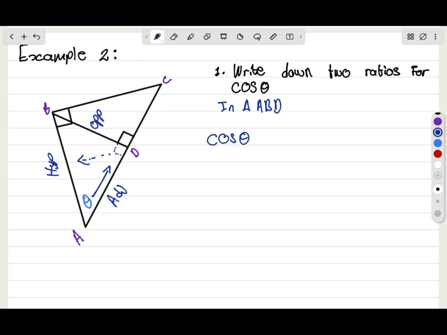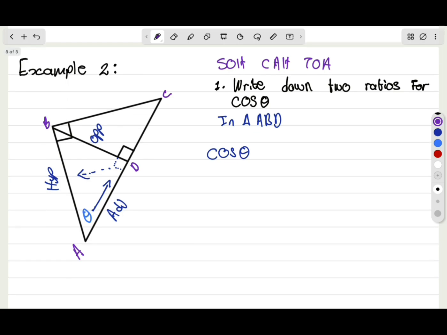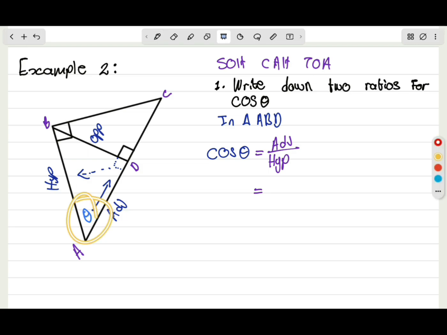Cos of theta. Remember, I told you that you must always remember or just write down SOH CAH TOA. If you don't understand any of these things that I'm saying, make sure you go to the previous videos that will help you catch up on everything. So CAH tells us that our cos of theta is equal to adjacent over hypotenuse. So we have our definition for cos, which is adjacent over hypotenuse. We have already searched for our sides in terms of theta.